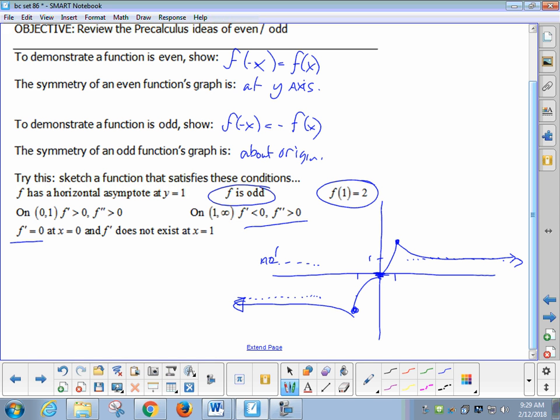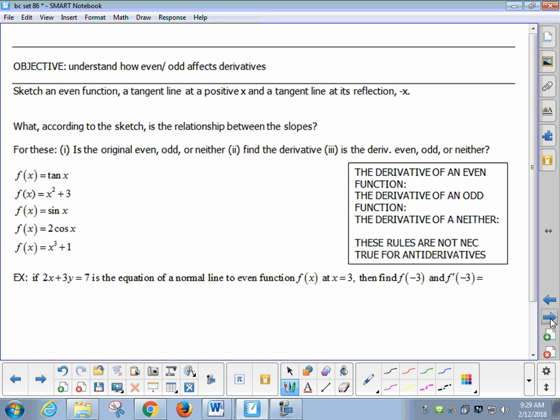Okay. Now let's talk about a little bit of those relationships that you'll see make a lot of sense. Say you sketch an even function. Parabola, doesn't matter. Whatever you want. Cosine. Would you draw a tangent line at a positive x, and then the reflection of that point at the same distance from the axis on the negative side, would you draw a tangent?